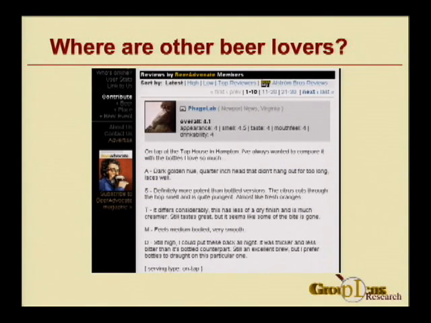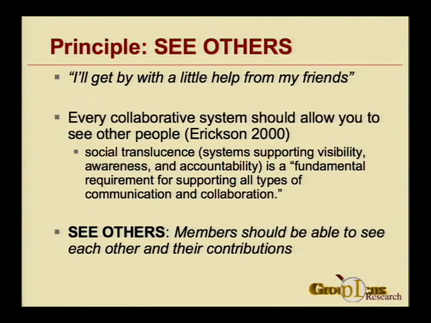And any community site will allow you to see other users. Here's Phage Lab reviewing a beer. In fact, when you think about it, if you look for movies to see, books to read, you ask your friends, what did you see? What did you read? In fact, Tom Erickson thinks that every collaborative system should allow you to see other people. He calls it social translucence. So our final principle is see others. Members should be able to see each other and their contributions.